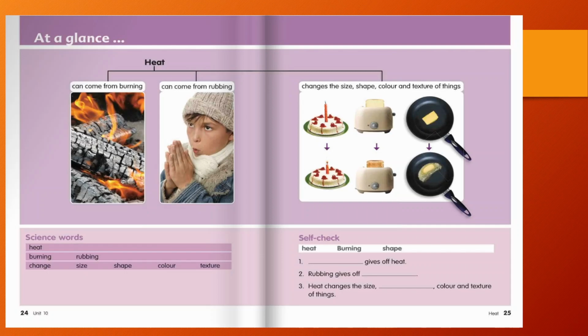Let's check the self-check section. Here you have to use the words in the box, which are heat, burning, and shape, and complete the sentences. So, number one, burning gives off heat. Number two, rubbing gives off heat. Number three, heat changes the size, shape, color, and texture of things.